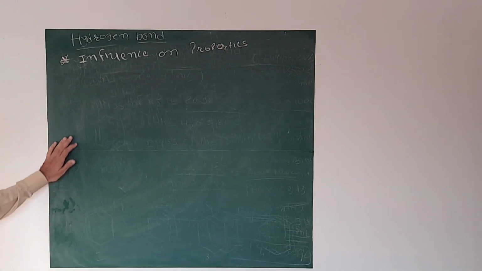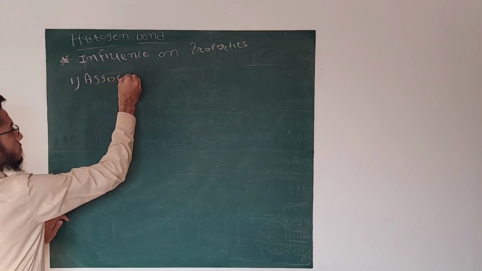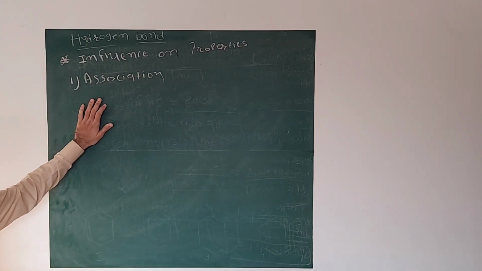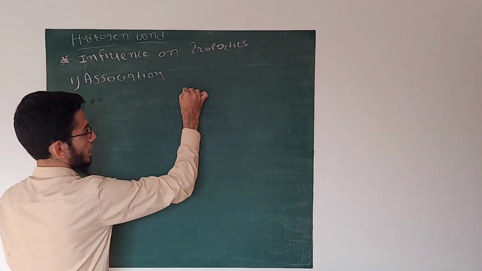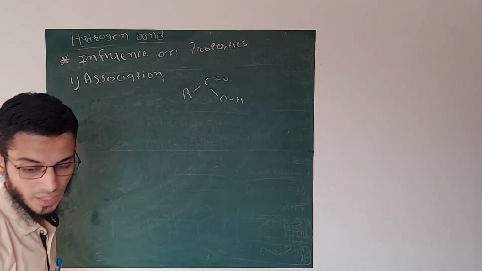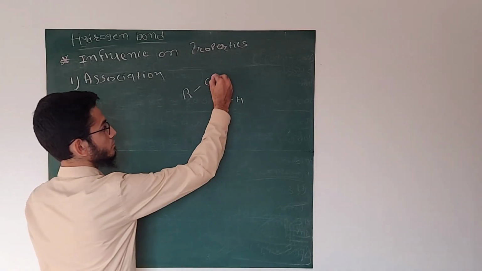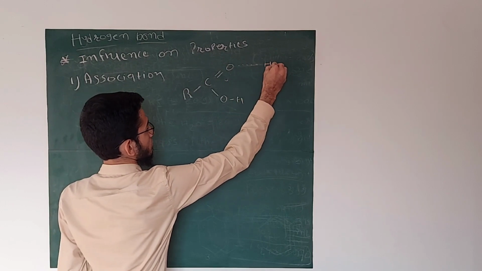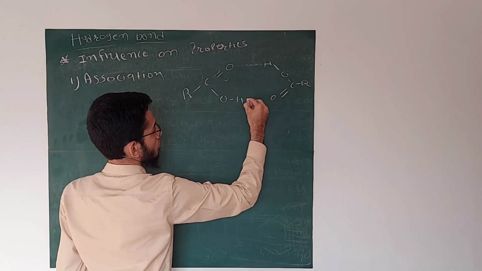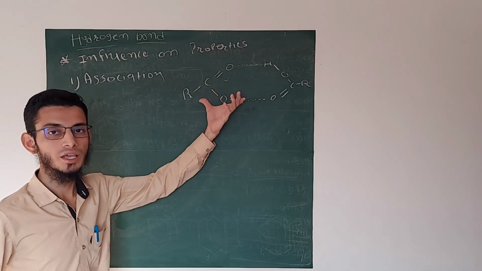Influence on properties of the molecular compound. The first is association. I have given you the example of carboxylic acid, like R-C double bond O, then OH. In this case, you know that association takes place. Why? Due to the intermolecular hydrogen bond. Here you can see the intermolecular hydrogen bond take place, and due to this there will be association.